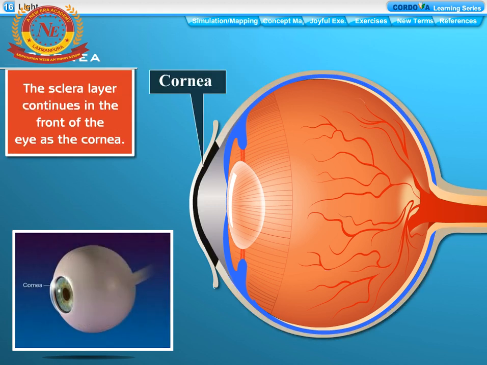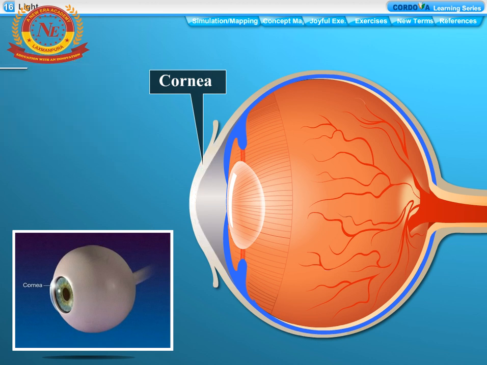Cornea. The sclera layer continues in the front of the eye as the cornea. This is a transparent white portion of the eye which covers the transparent bulge on the surface of the eyeball. It allows the light to enter the eyeball.